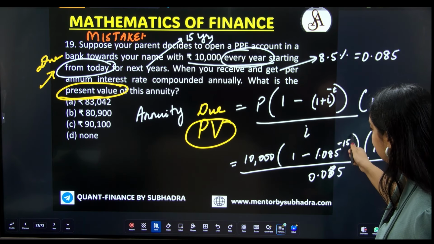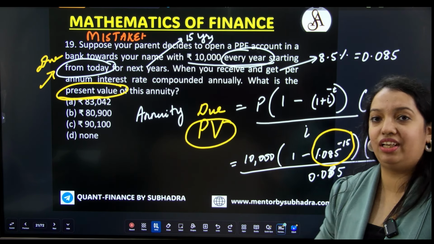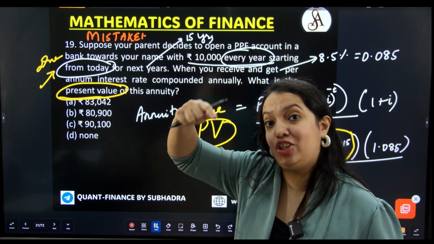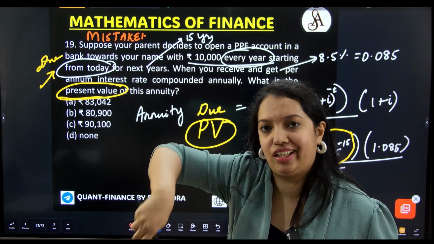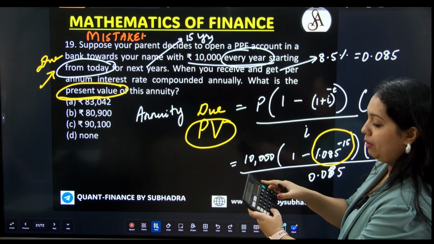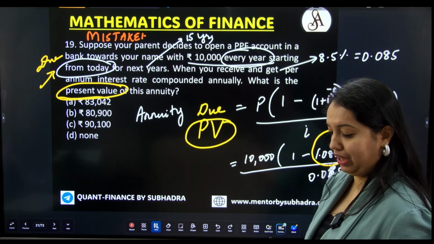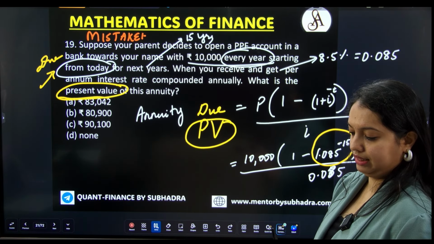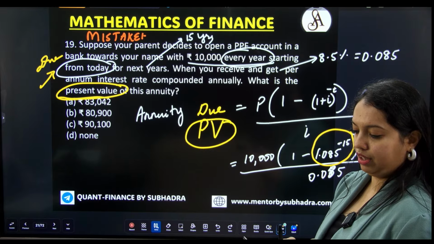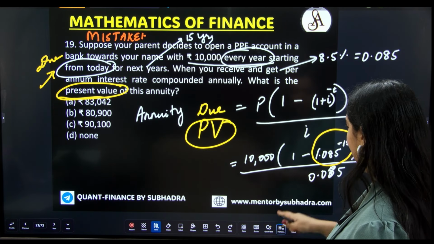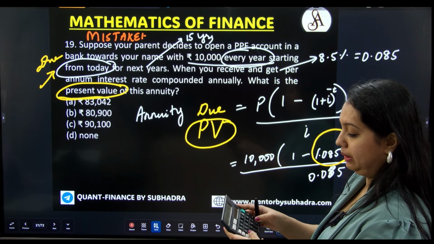So, this is where students will go wrong. Remember, whenever you have minus sign in the power, instead of doing into equal to, you will do divided by equal to. So, I am taking 1.085 divided by equal to button for 15 times. 1, 2, 3, 4, 5, 6, 7, 8, 9, 10, 11, 12, 13, 14, 15. I'm getting 0.29 something, plus or minus button, plus 1.